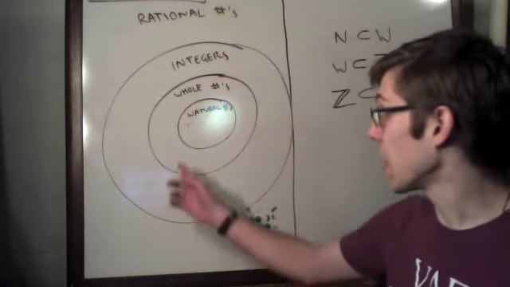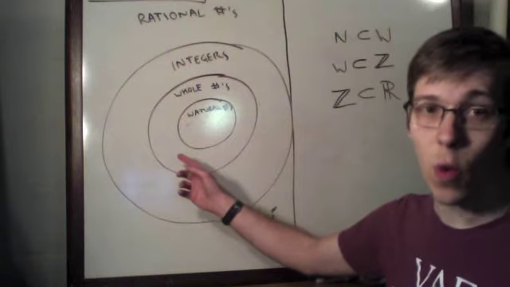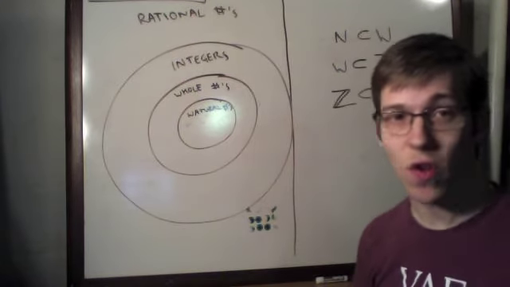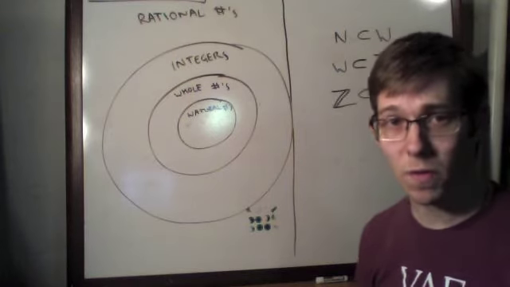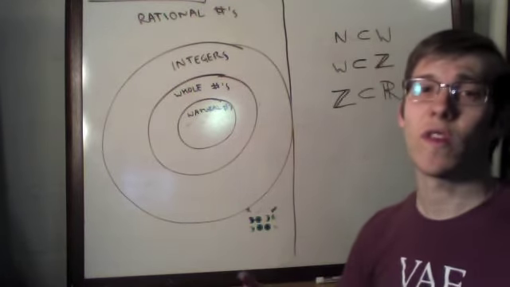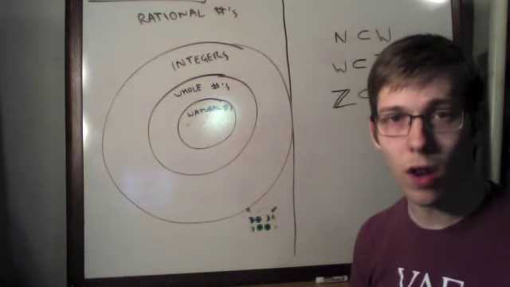There is one whole number which is not a natural number, namely 0. And there are lots of integers, all the negative integers, that are not whole numbers. But anything that's a member of one of these smaller sets is also then a member of all of the sets that are larger.